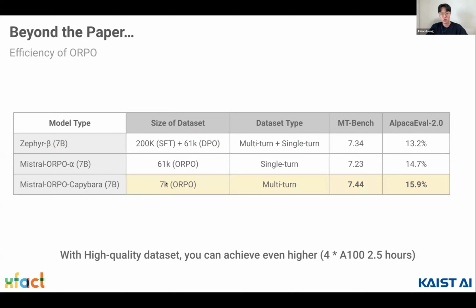And as you can see, only training the pre-trained Mistral model on the 7K instances resulted in even higher MT-Bench and even higher AlpacaEval. On 4 A100s, it took me about 2.5 hours to train the Mistral-ORPO-Capybara. And with a high quality dataset, you may achieve even more than this Capybara checkpoint. So this highlights the importance of the quality of the preference data in aligning language models with ORPO.